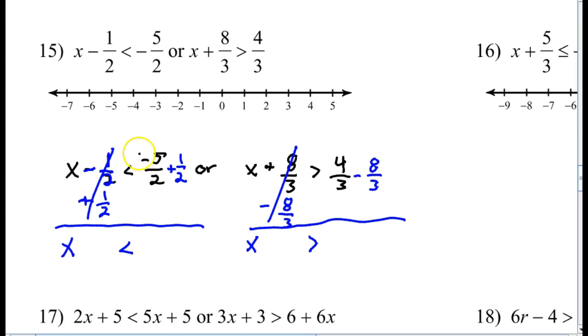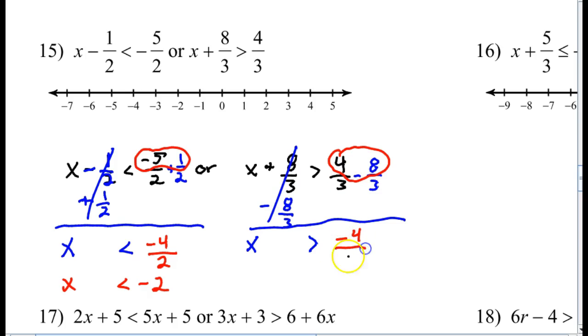Let's see here. We have -5 plus 1, -4. And that's all over divided by 2. And -4 divided by 2 is -2. Yeah. And 4 minus 8 is -4. And that's over 3.